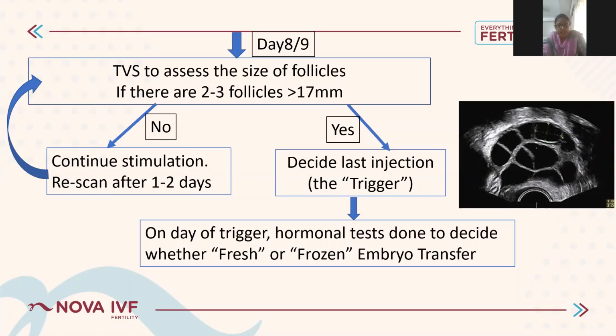So this is the photograph you can see. This is how a stimulated ovary looks. These black circles, as I already told you, are the follicles. This black color is the fluid in the follicles, and the eggs are present in this fluid. Next slide, please.